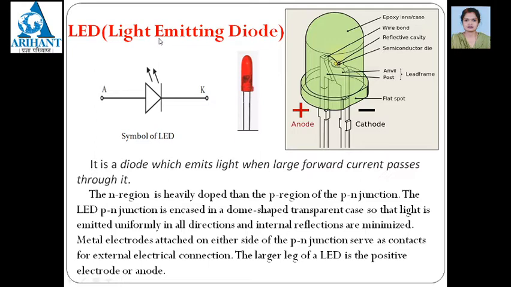This LED is basically a PN junction diode with anode as the positive end and cathode as the negative end. This LED is giving light, hence arrows are shown outward. This is nothing but the symbol of this LED.